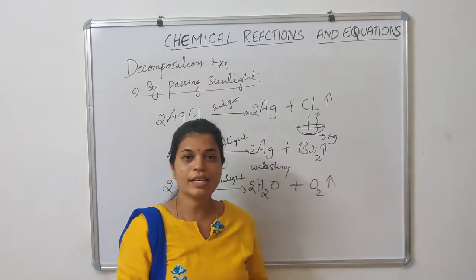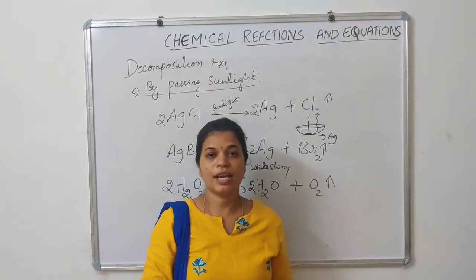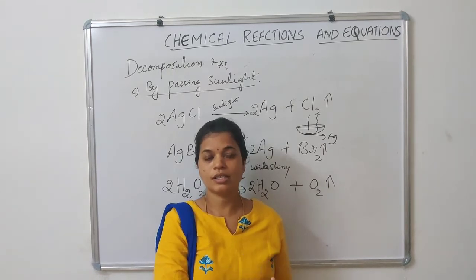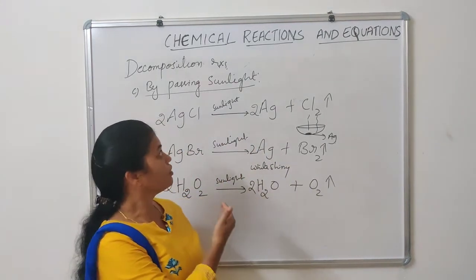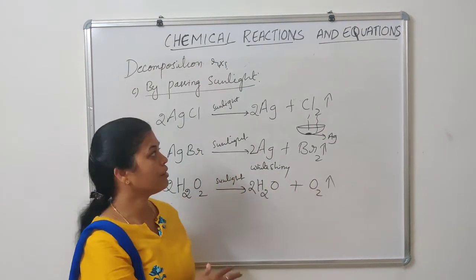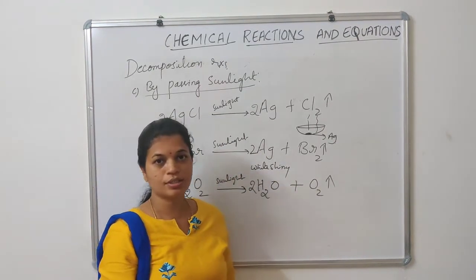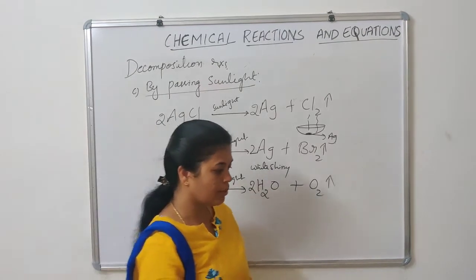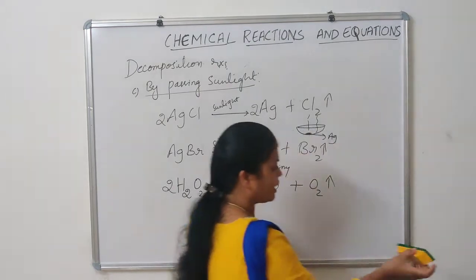Now let us summarize the decomposition reactions. Broadly, how many are there? Based on the nature, there is thermal decomposition, then electrolytic decomposition, and another one is photolytic decomposition reactions. Now which is the third category? The third one is the chemical displacement reactions.